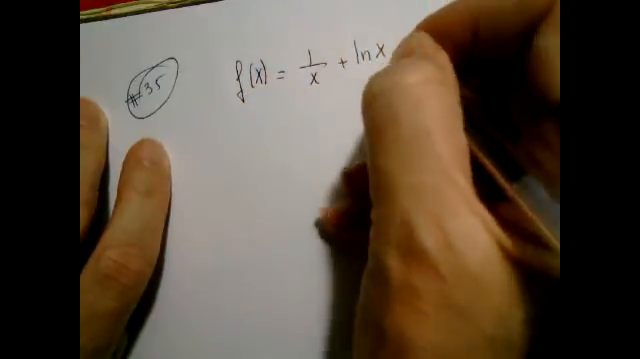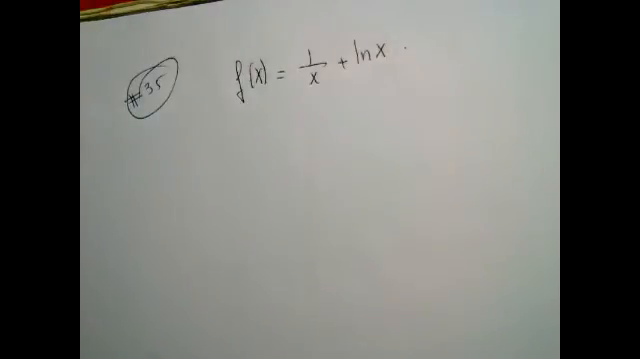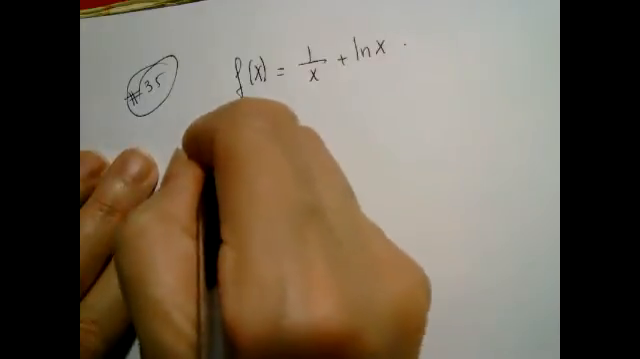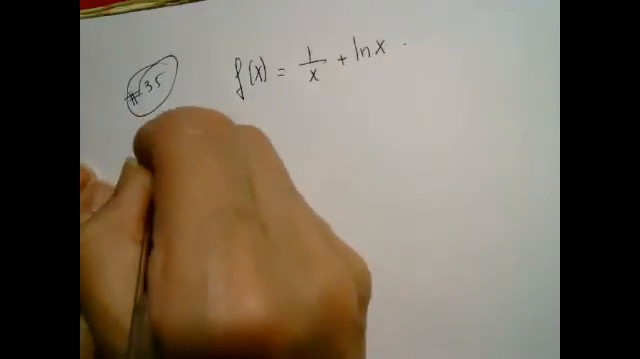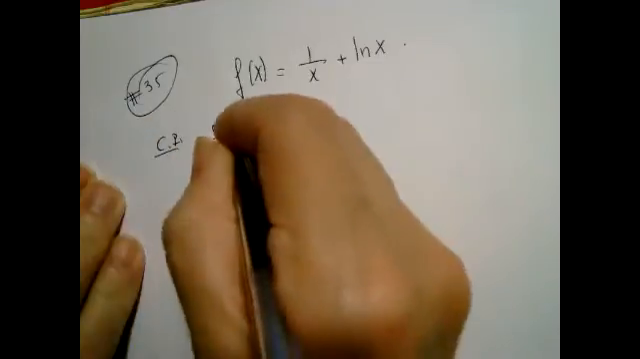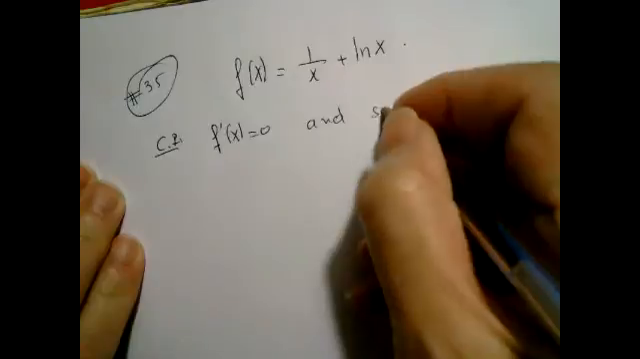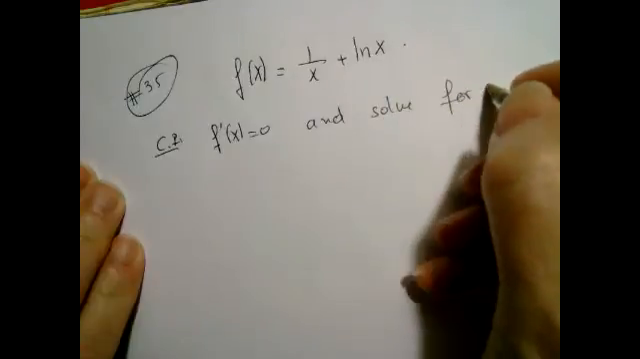Let me look at number 35. Very good. Here I have the function f of x equal to 1 over x plus ln of x, and we need to find the critical points. We set f prime of x equal to 0 and solve for x. That's what the critical points are.